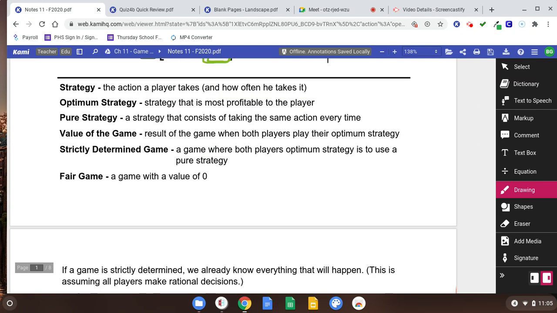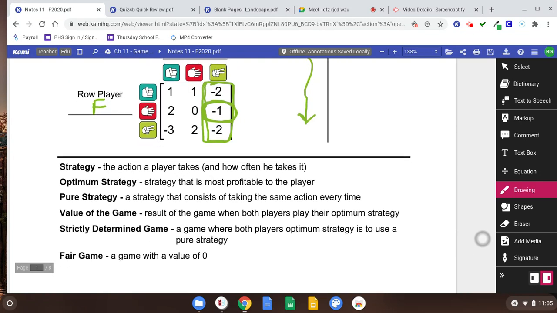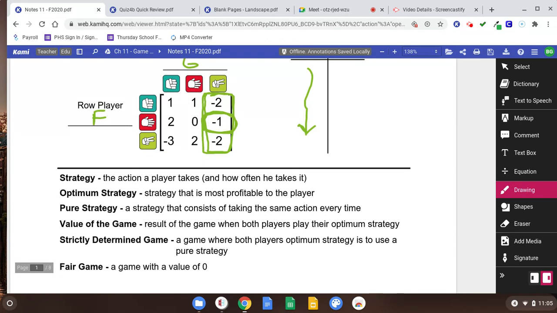So here are some more definitions. Strategy is the action a player takes and how often he takes it. For instance, Gracie's strategy was to throw scissors every single time. An optimum strategy is the one that is most profitable to the player. Finn's optimum strategy was to throw paper every time to lose the least. Pure strategy is a strategy that consists of taking the same action every time.